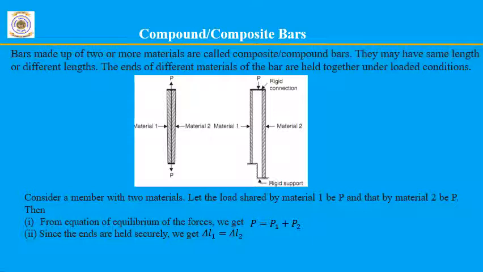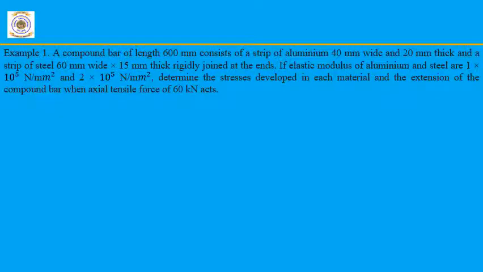In the same way, if any extension or elongation of the material takes place, the elongation of the first material should be equal to the elongation of the second material. So these two conditions we have to remember in case of composite bars. Next we are going to solve a problem on composite bar.